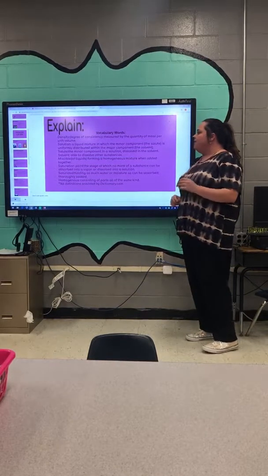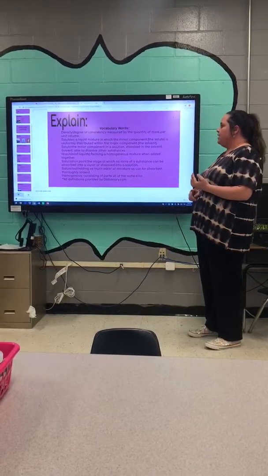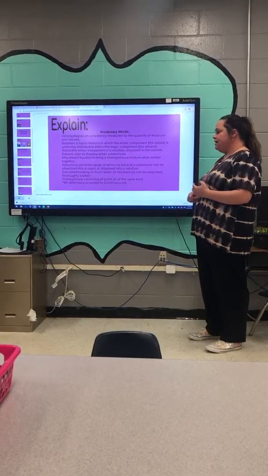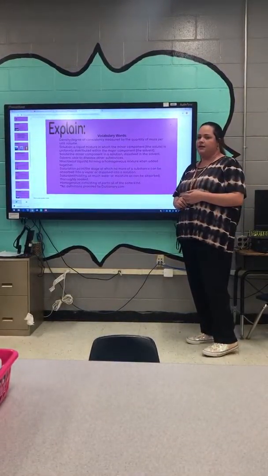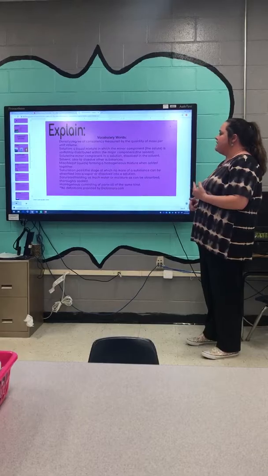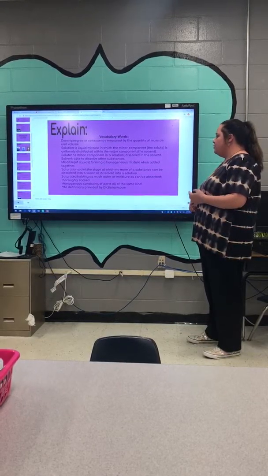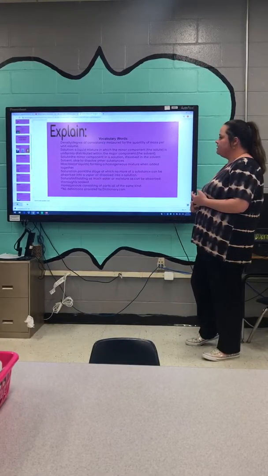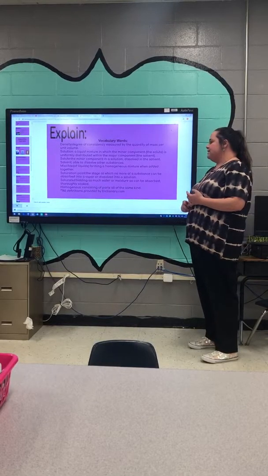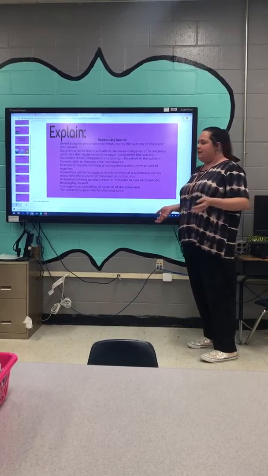Then we have miscible, which means forming a homogeneous mixture when added together, which is what you will be doing when you create the liquid rainbow. Then we have saturated, which means holding as much water or moisture as can be absorbed, thoroughly soaked. Then homogeneous means consisting of parts of all the same kind.